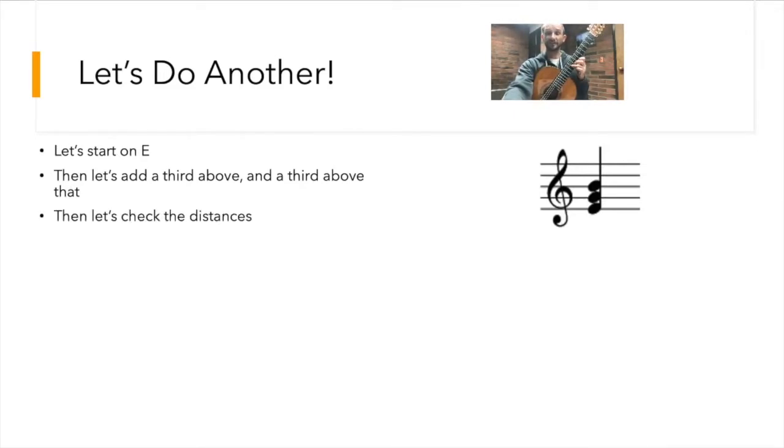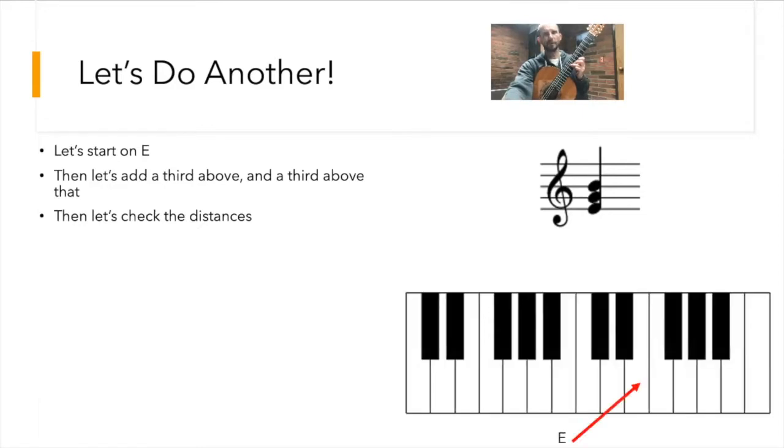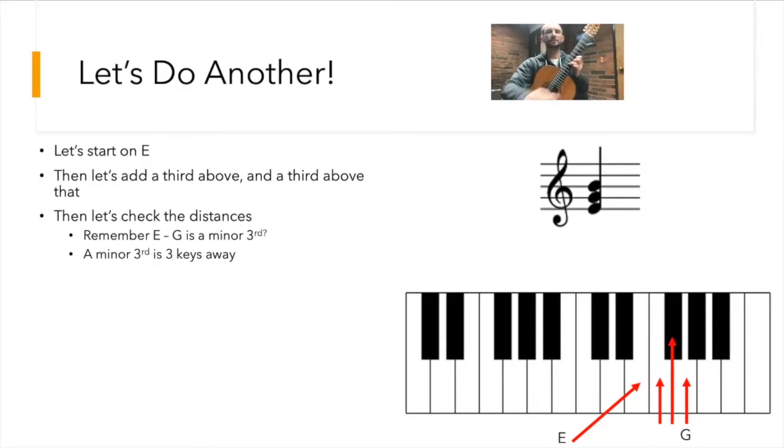So let's check the distances. Well, on the piano, we see E to G, if you remember, was a minor third. How do we know? Well, because it was 1, 2, 3 keys away. And we see that again here. Here's E, white key, black key, G, or 3 frets. You could also think about E to F as that half step, followed by the whole step, where you're skipping the black key to get to G.